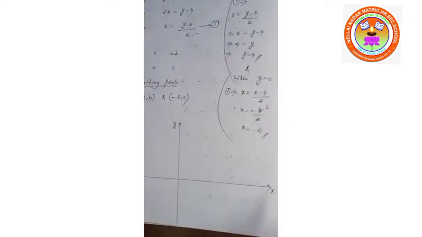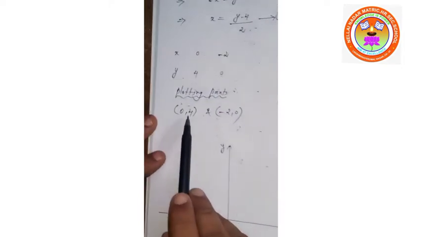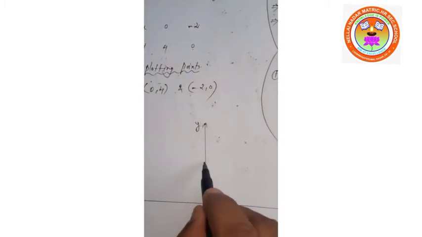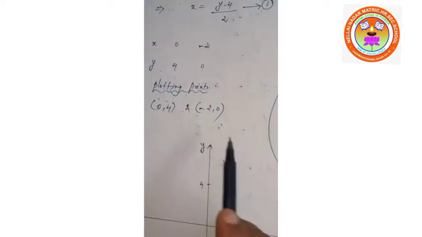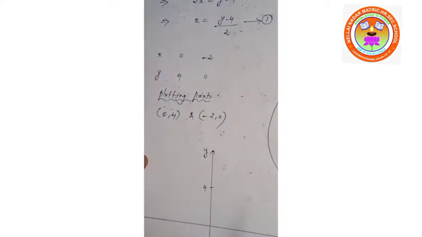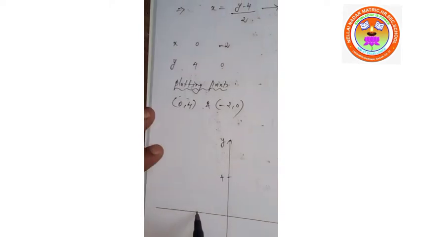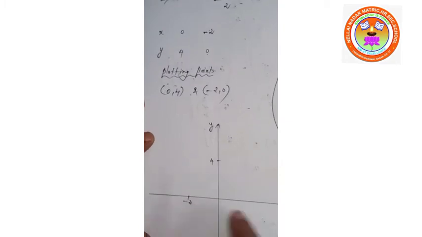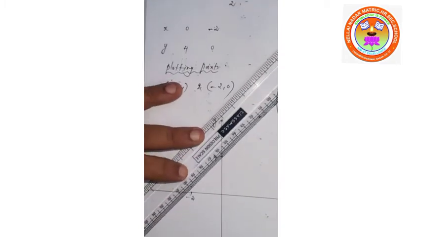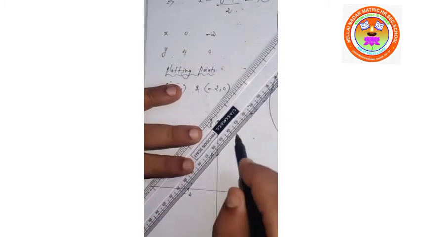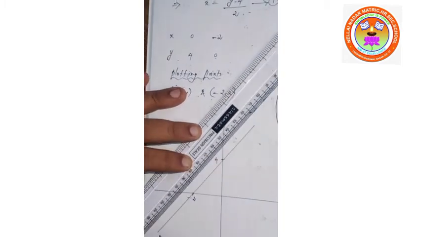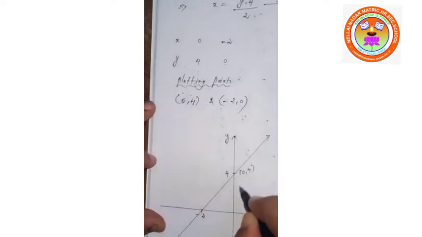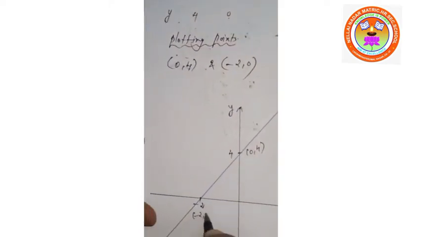X-axis, y-axis. Y coordinate is 4, plus 4, so I take 4 over here. X coordinate is minus 2, I take minus 2 here. So full of negative numbers, so that I have taken minus 2 over here. Join both the points. This is 0, 4. This one is minus 2, 0.